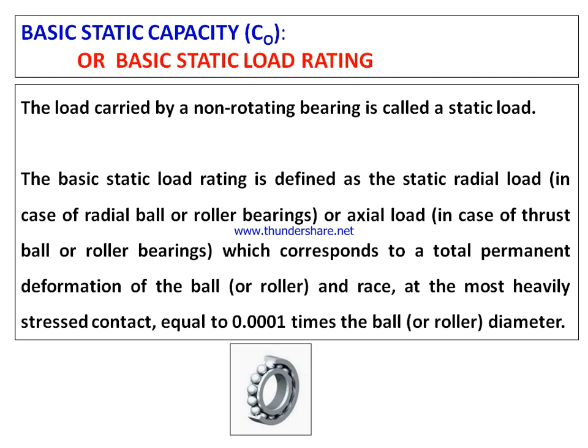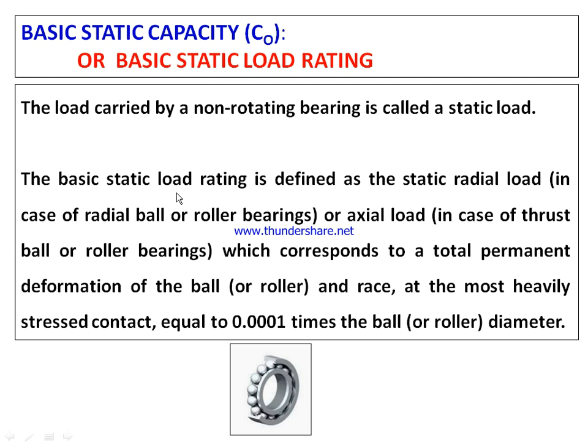static capacity denoted by C0, or it is also called the basic static load rating. What is static load? It is the load carried by a non-rotating bearing. Non-rotating bearing means that neither the inner race nor the outer race is rotating. If both are stationary, then whatever load it takes is the static load. Then what is the static capacity?